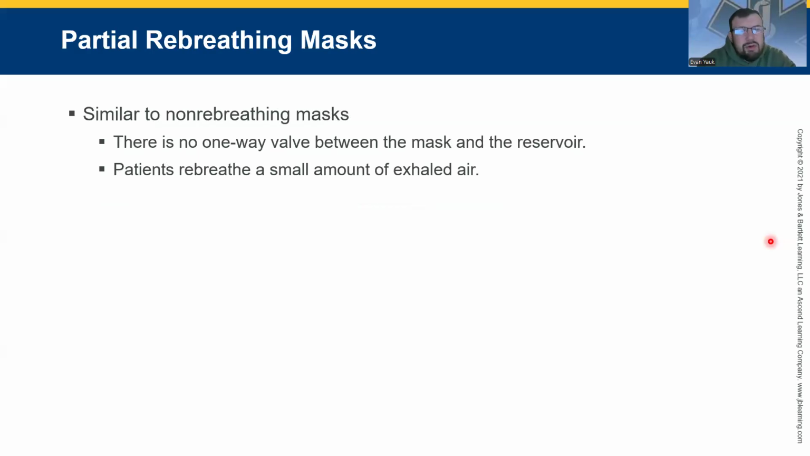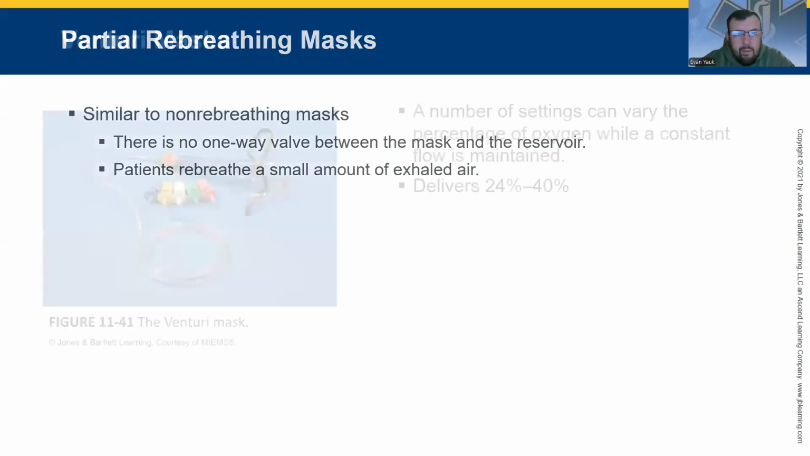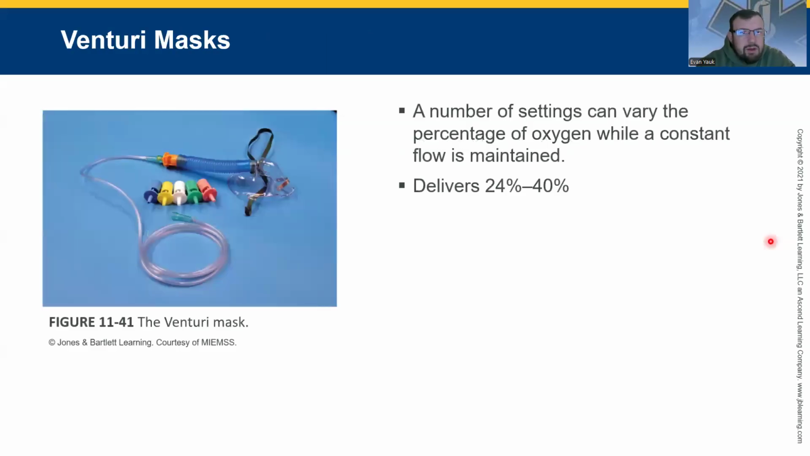Let's see, partial rebreather mask, similar to a non-rebreather mask. There is no one-way valve between the mask and the reservoir. Patient rebreathes a small amount of exhaled air. I personally have never used one of these. The Venturi mask, a number of settings can vary the percentage of oxygen while a constant flow is maintained, delivers 24 to 40%. So each one of them little plastic pieces can be inserted and each one gives a little bit different amount of oxygen.